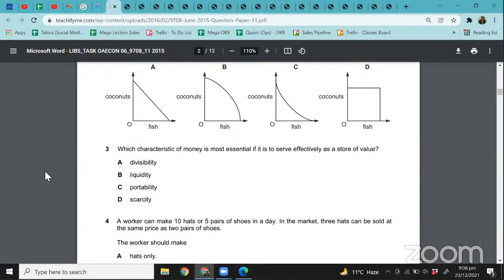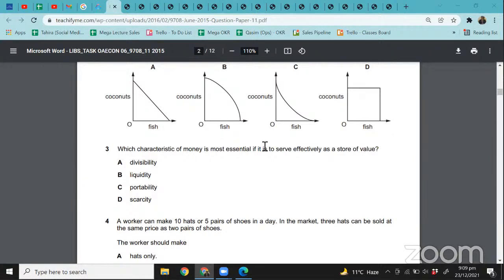Okay, now the next question says, which characteristic of money is most essential if it is to serve effectively as a store of value? Store of value. It should be divisible. It should be liquid. It should be portable. What is store of value? That the money retains its value over time. So what should be the answer? Zohan?